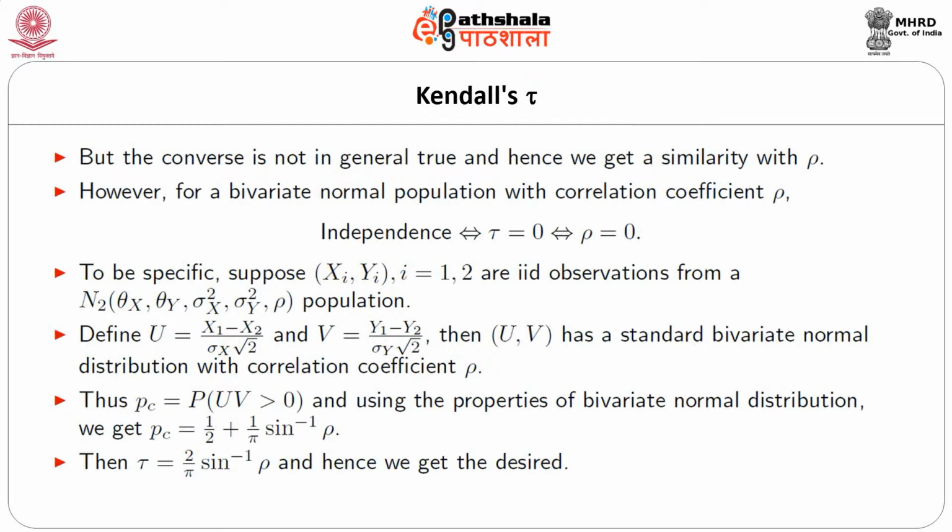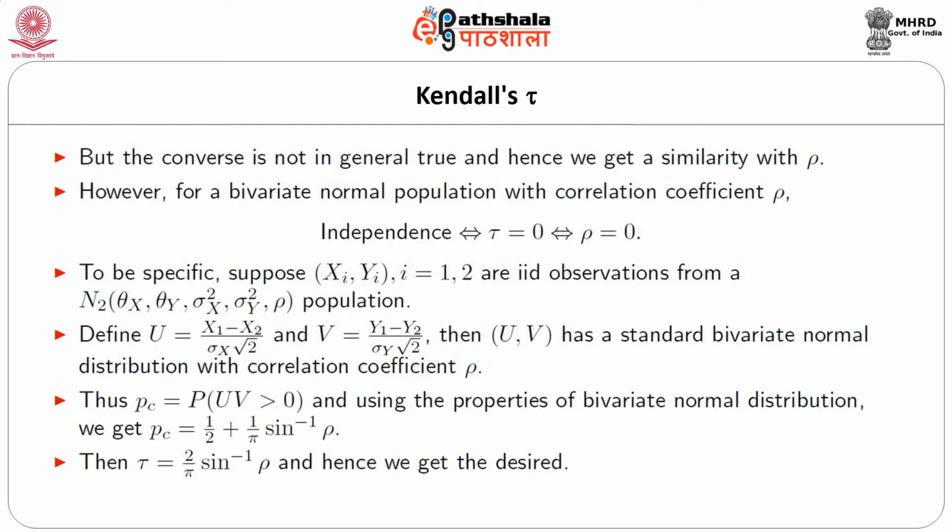So to be specific, suppose (xi, yi), i from 1 to 2, are IID observations from a bivariate normal distribution with means theta_x, theta_y, variances sigma_x squared, sigma_y squared, and correlation coefficient rho. Define u as (x1 minus x2) divided by sigma_x multiplied by square root of 2, and v as (y1 minus y2) divided by sigma_y multiplied by square root of 2. Then the joint distribution of (u, v) is a standard bivariate normal with correlation coefficient rho.